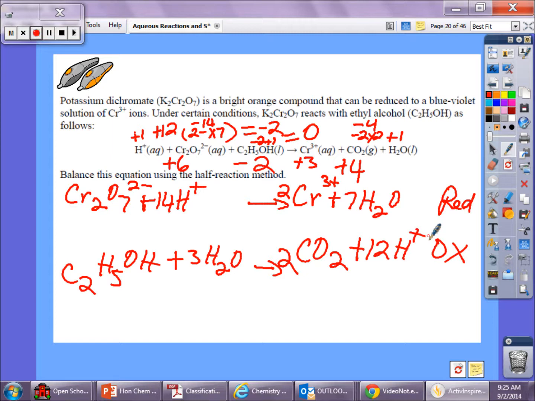Alright, now I'm going to balance the charges by adding electrons. 2 minus 14 plus give me 12 plus on the left side here. This is 6 plus. So I need to add 6 electrons right here. Okay, keep up with me. I am human. I make mistakes. I don't have any charge on the left side here, but I have 12 H+. I'm going to add 12 e- right here.